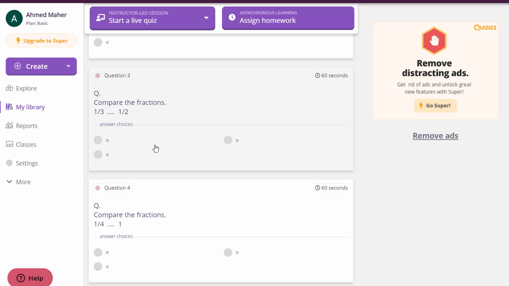Yes, Mr. 1/3 and 1/2. Which one is greater? 1/3. Okay, explain why. Because 3 multiplying 1 equals 3, and 2 multiplying 1 equals 2. Okay, focus with me. This is 1/3 and 1/2. You said that 3 multiplied by 1 equals 3, and 2 multiplied by 1 equals 2. So which one is greater again?